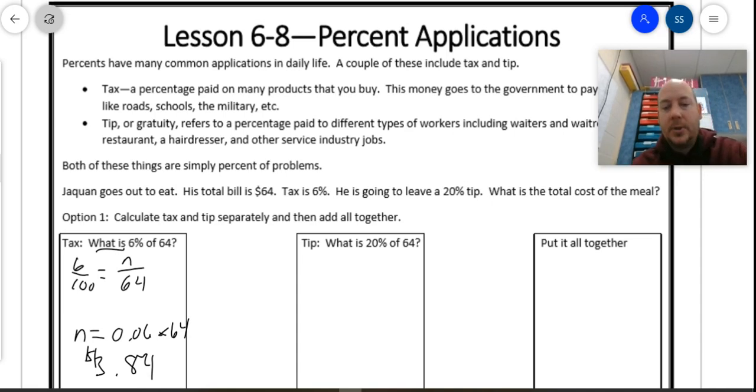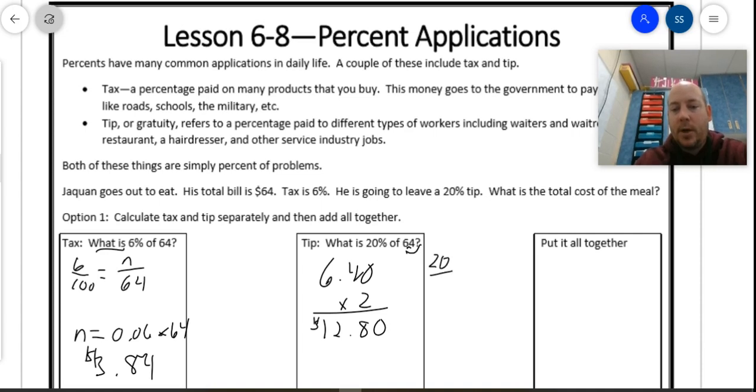We could figure out the tip. So 20% of 64, you might be able to do this mental math, right? 10% would be $6.40. Move that decimal over a spot. Times 2 would be $12.80. If you need to, you can set up your proportion, 20 over 100, n over 64, or n equals 0.2 times 64. Any of those three methods will work for that. All right, but tip's going to come out to $12.80.